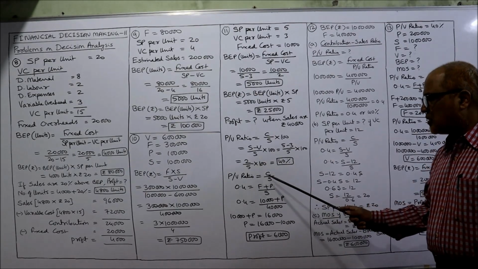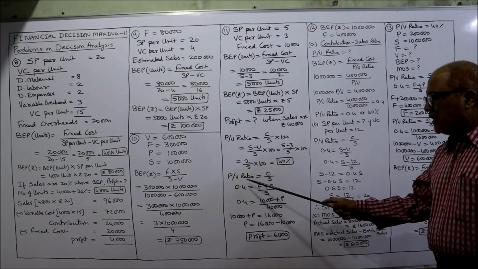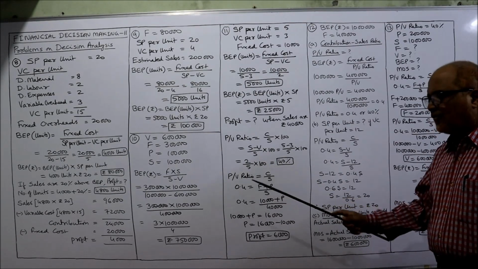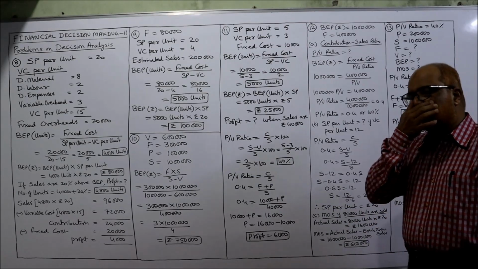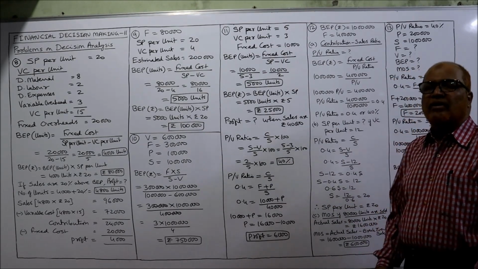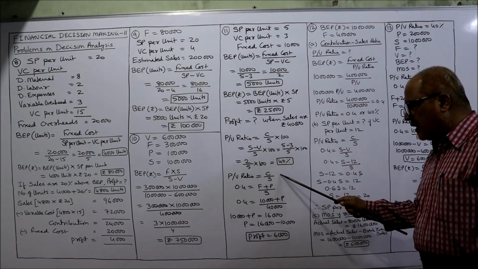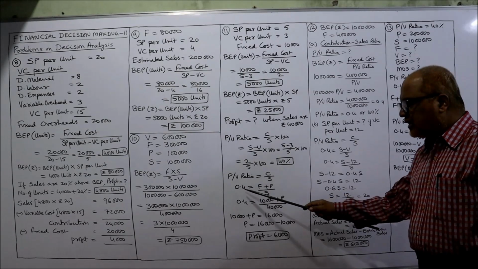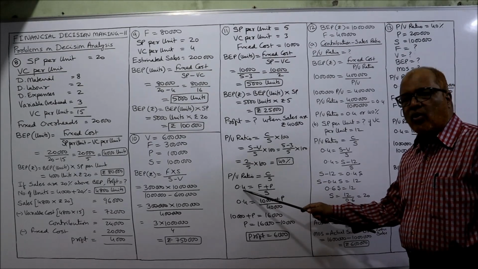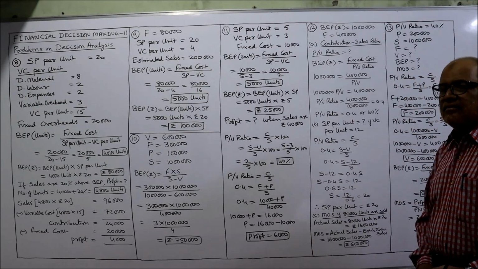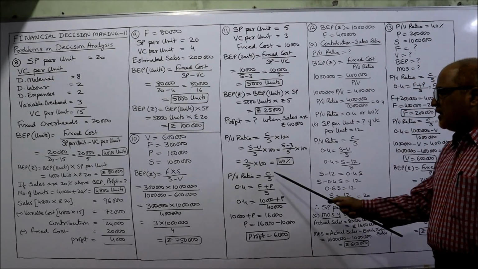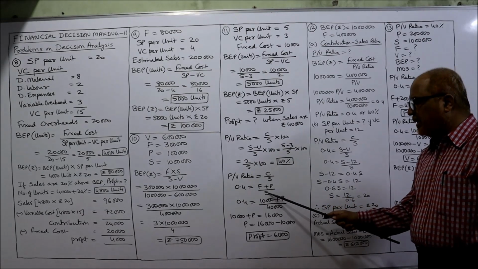So here PV ratio is equal to C by S. So in place of PV ratio I am taking 0.4. You can take 40% or you can take 0.4. You'll get the same answer. If you take 40 here, you have to multiply by 100. If you take 0.4, don't multiply by 100. That is the difference. Now C, in place of C I am writing F plus P by S.